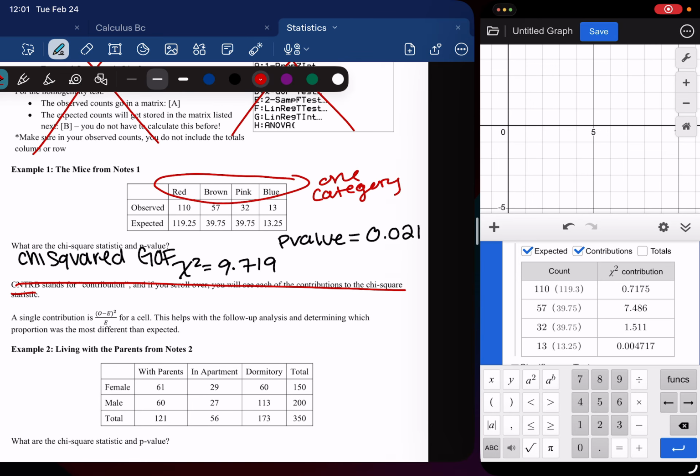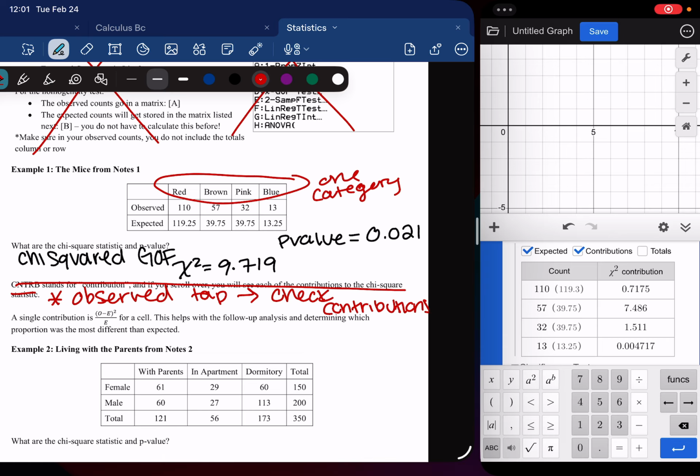So I want you to make a note that you will find this on the observed tab, and then you need to check contributions. Okay, it's not automatically checked on Desmos. You have to check it.